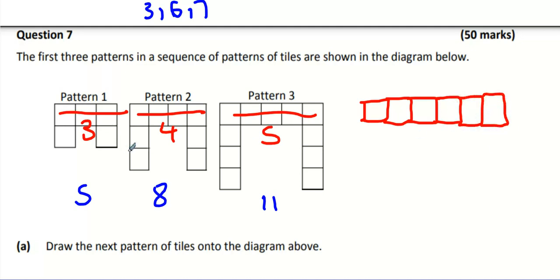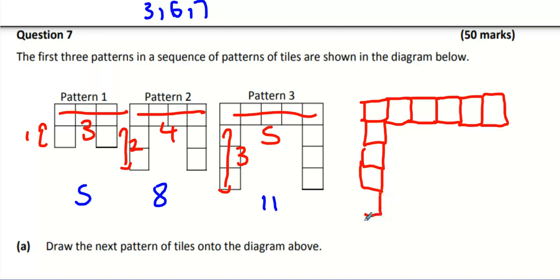Okay, this is 1 down. The next one's 2 down. The one after that is 3 down. So we're going to go 4 down. An extra 4 down.